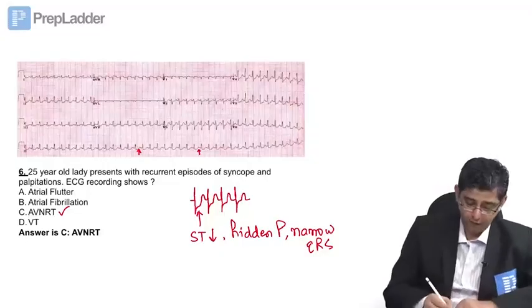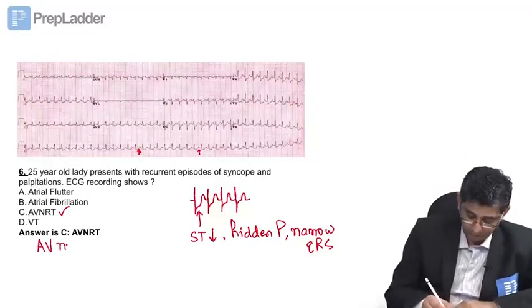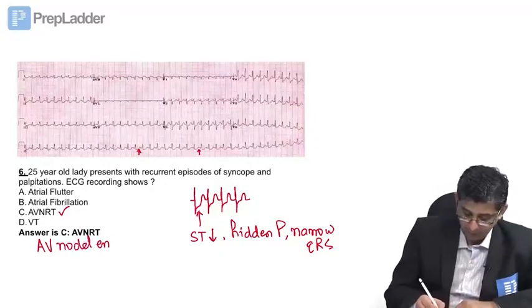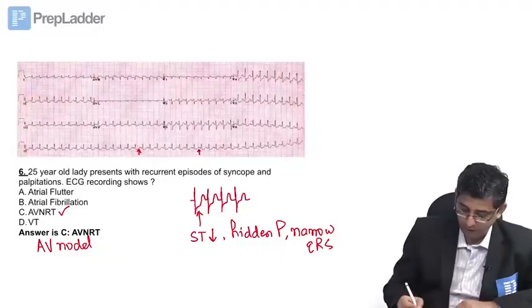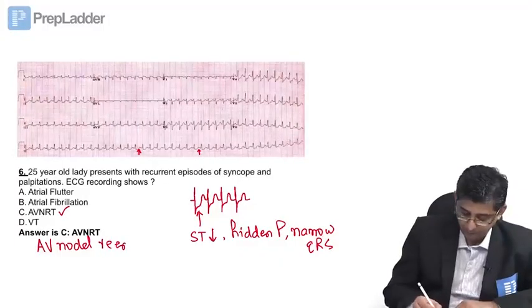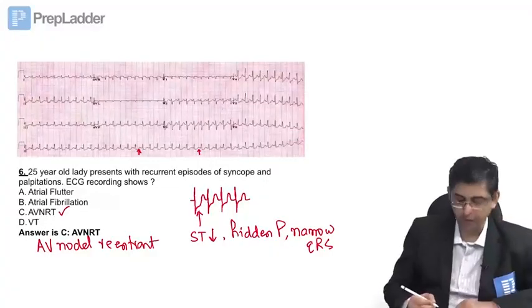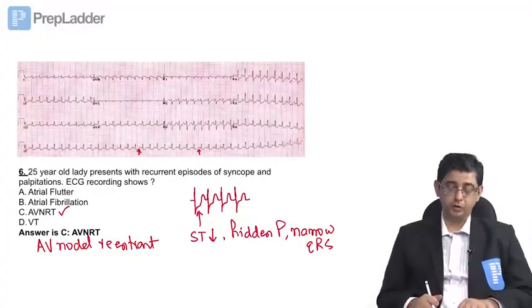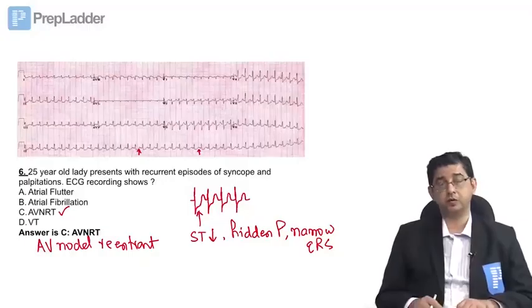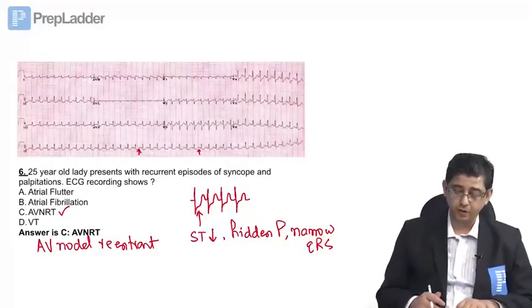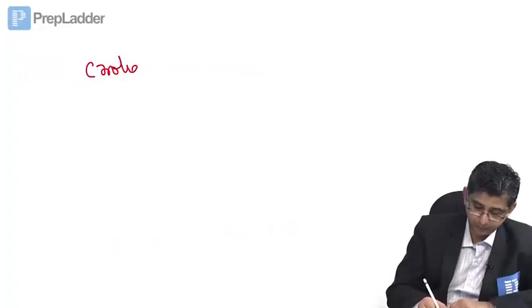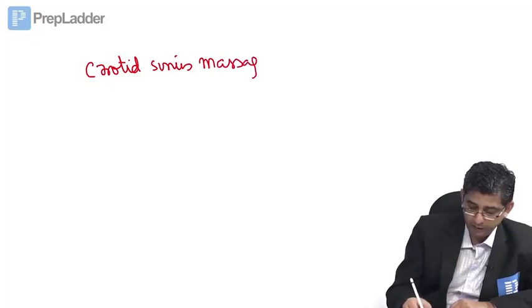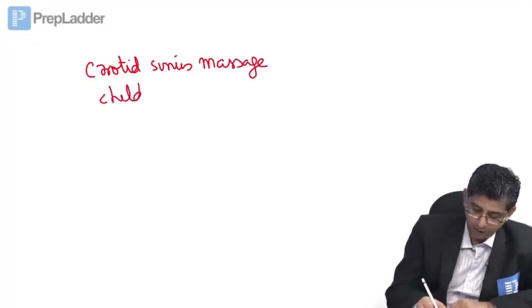So therefore it is known as AV nodal reentrant tachycardia. This AV nodal reentrant tachycardia is due to circus movement of current around the AV node of the patient. The first line management for this would be to go in for carotid sinus massage. However, if it is a child, we will be using a face ice pack.